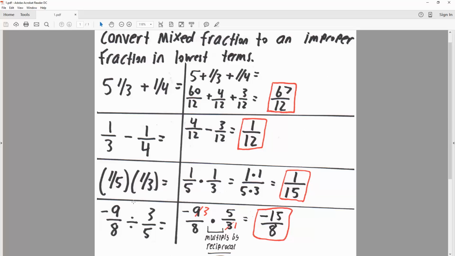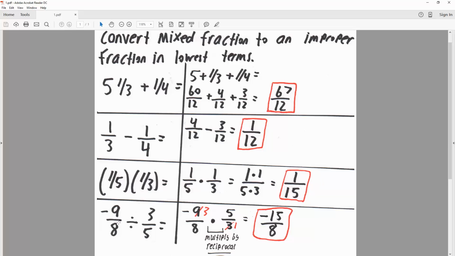Now, multiplication and division share a special property. So we have 1/5 times 1/3. We don't get a common denominator for multiplication and division. We simply multiply the numerators, so 1 times 1 is 1, and multiply the denominators, so 5 times 3 is 15. So our final answer for this would be 1 divided by 15.